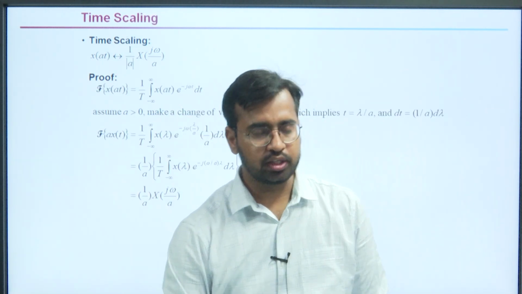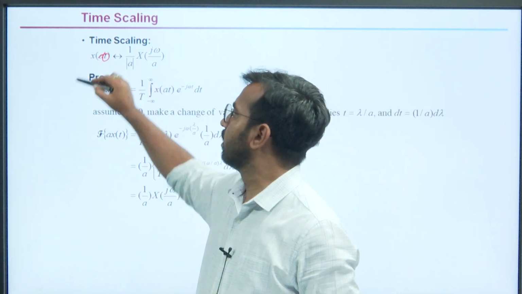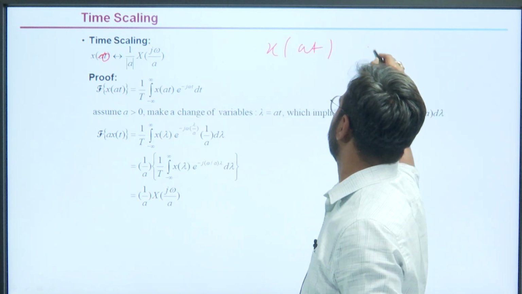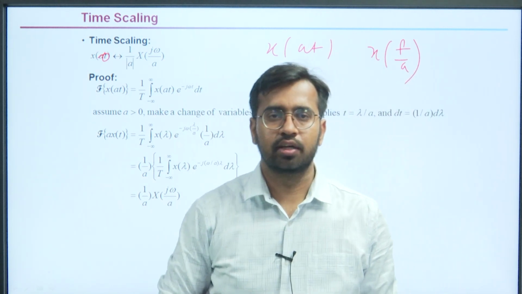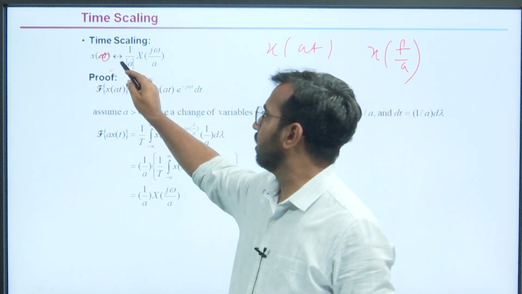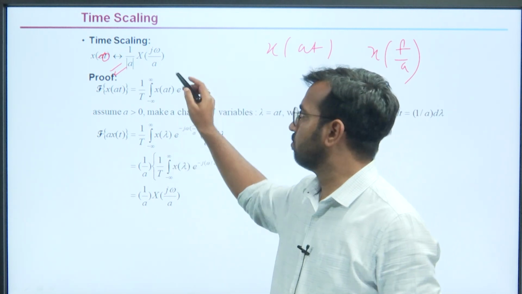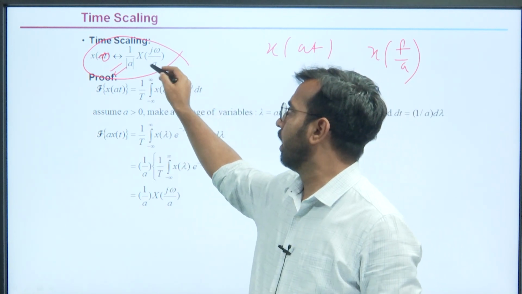Now, the next point is time scaling. What is time scaling? When we multiply or divide time by some quantity, x(a t), or if you make x(t by a), this is basically called time scaling. So, what will happen if we multiply time by some constant a? What is the result? The result is 1 upon modulus a, X(j omega by a).